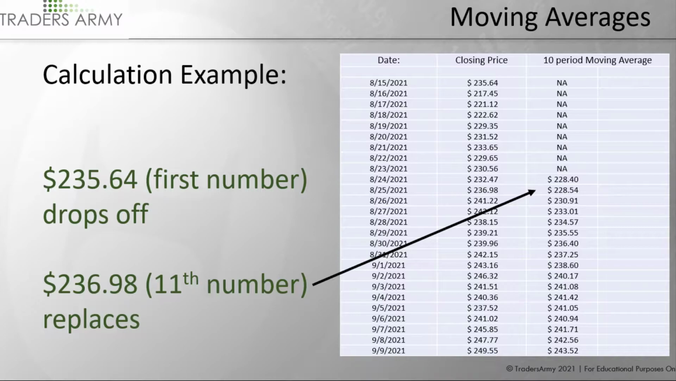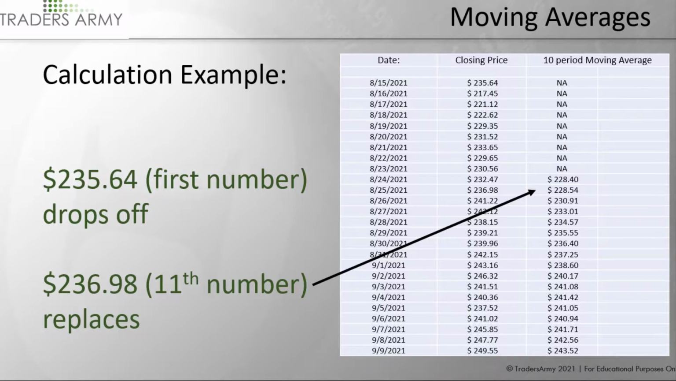The very next day, it's 230.91. The very next day, it's 233.01. And each day, it's dropping off the prior day and adding the new day, right? It's dropping off the first day of the prior day's calculation and adding the new day. So long as the new day being added is a larger number than the day being dropped, the average will continue to go up. If the new number being added is smaller than the number being dropped, the average would go down.